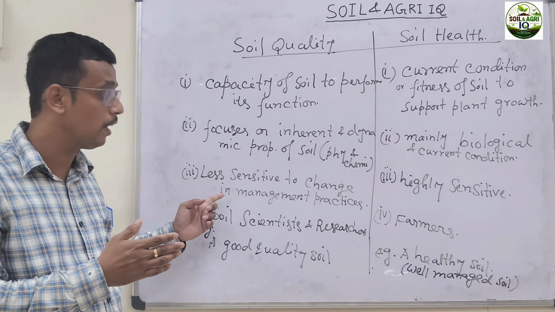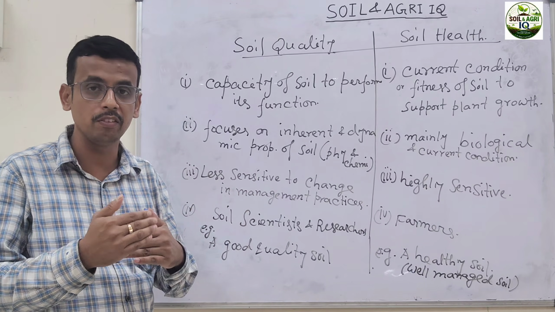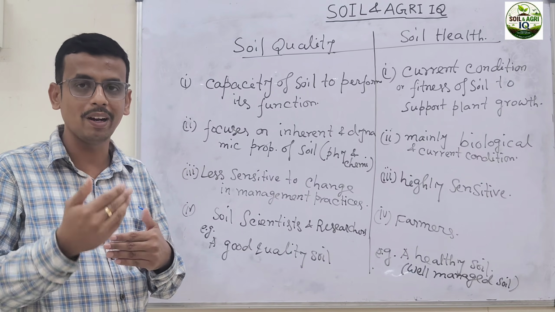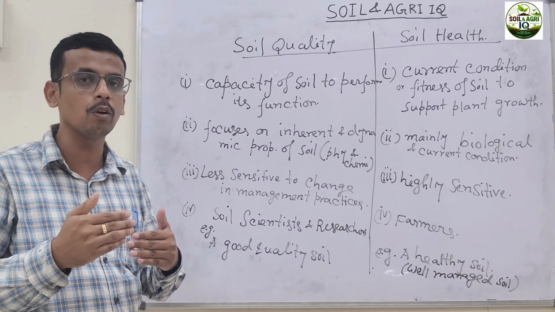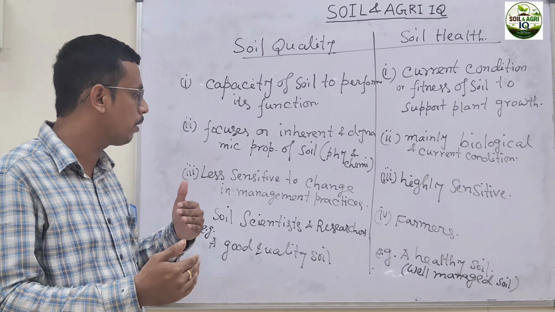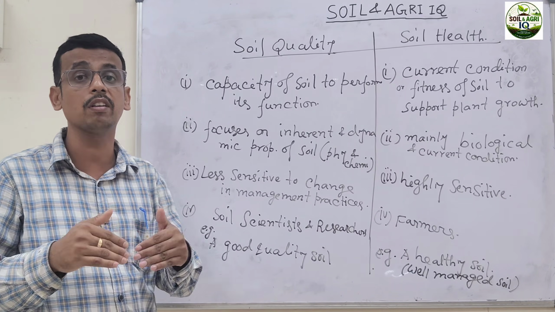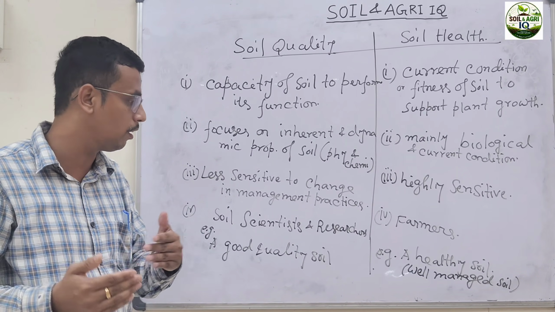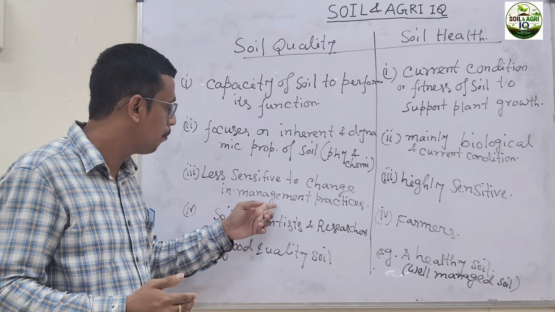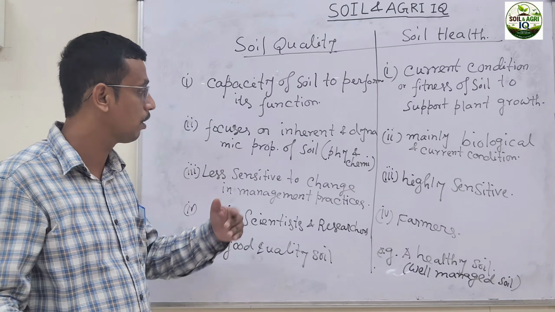Coming to the third point, soil quality is less sensitive to changes in management practices. Whatever agricultural management interventions we make, like tillage, water management and weed management, these practices only slightly modify the soil quality parameters, or cannot modify them, particularly the inherent or intrinsic soil properties like soil texture and soil particle density. They cannot be changed easily through management practices. That's why these are less sensitive to management practices.